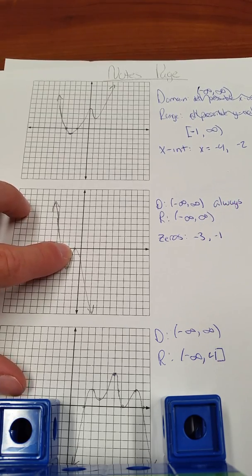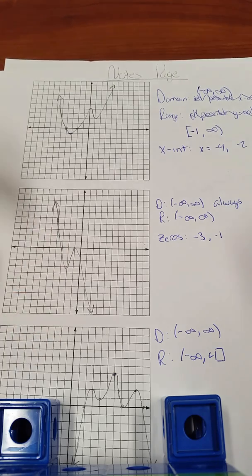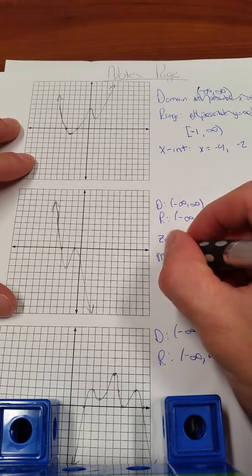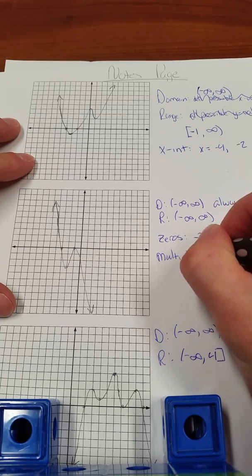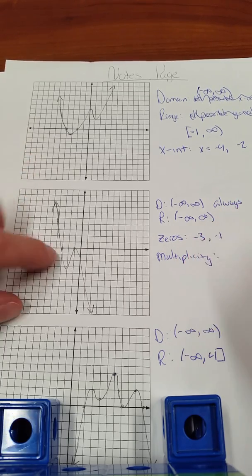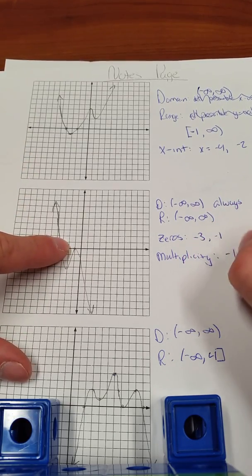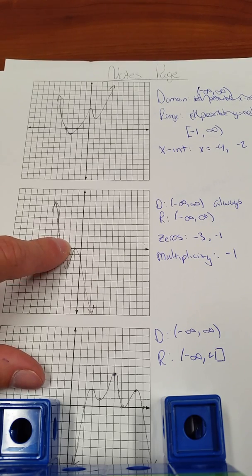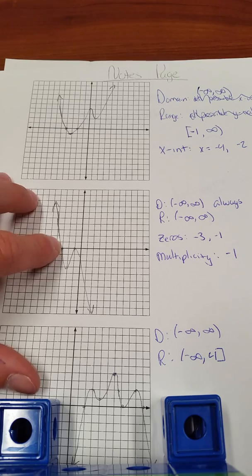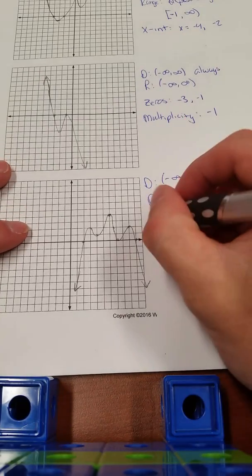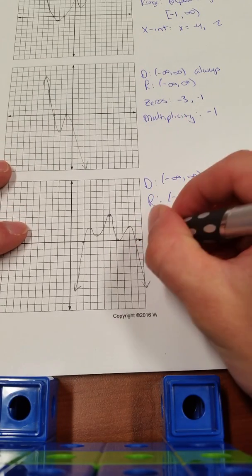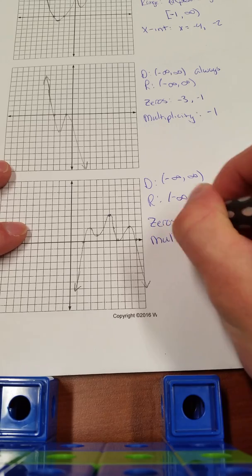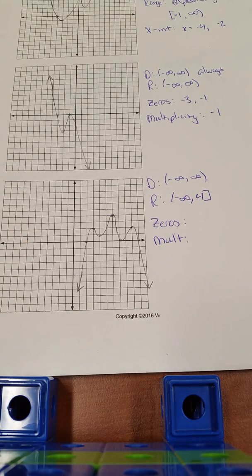But what's special about this 0? It's a multiplicity. Why is it a multiplicity? It's a multiplicity because it bounces off the axis. So there is a multiplicity at -1 this time. Okay, so this is a normal x-intercept, this is a normal 0, but there is a multiplicity at -1. Let's look down here at this one. I want you to identify all the zeros and any multiplicities if any exist. All right, so go ahead and pause the video and try that.